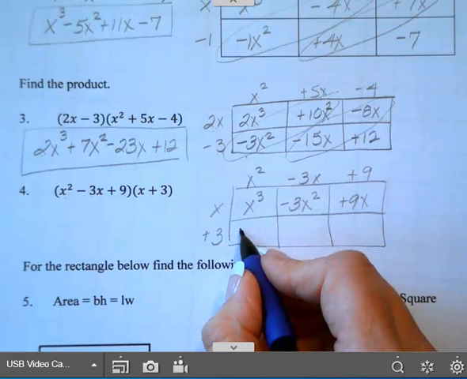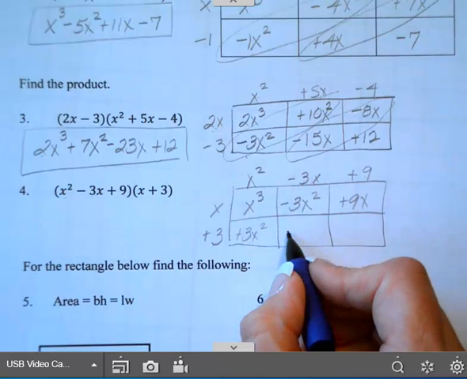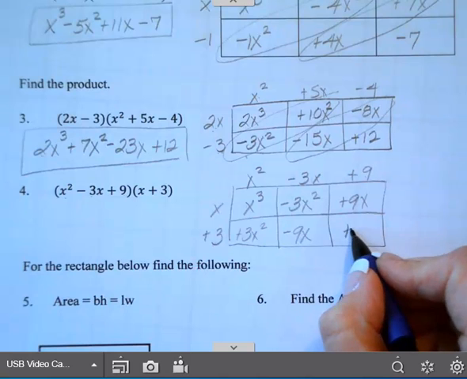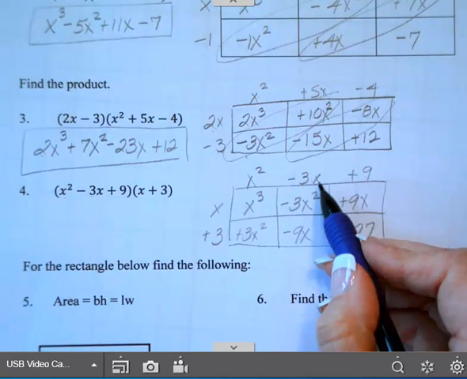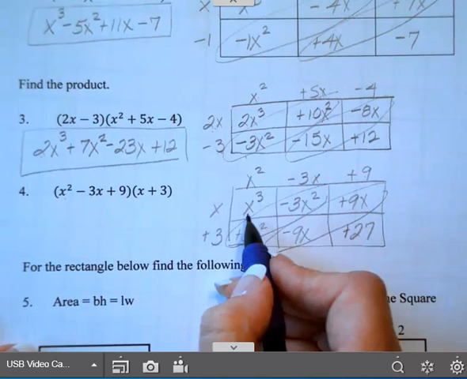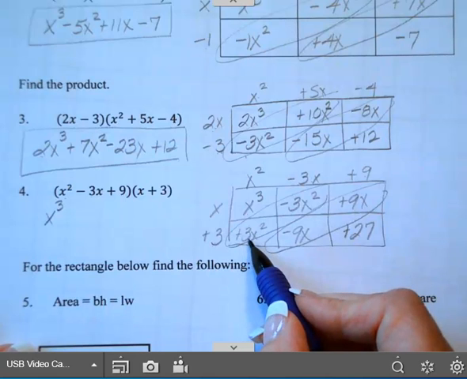3 times x squared is plus 3x squared. 3 times negative 3x is negative 9x. And then 3 times 9 is 27. My like terms are on the diagonal this time still. I only have one term with an x cubed. Look what happens though here with the x squareds.